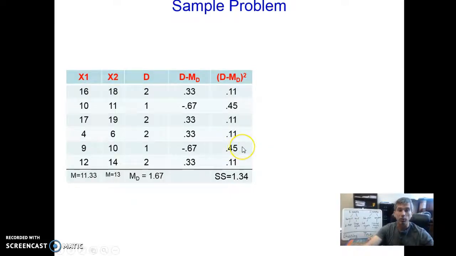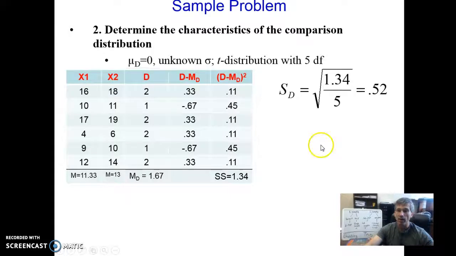That reflects the sum of squares just for those difference scores. It's still being calculated the way we have in the past. We can change that sum of squares into a standard deviation by dividing by the degrees of freedom, which again is 5, and then taking the square root of that.